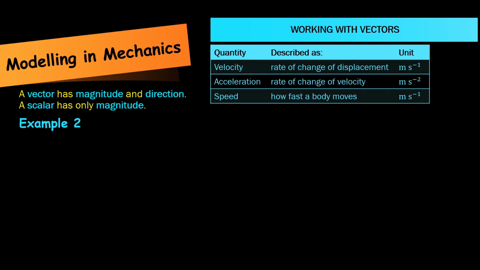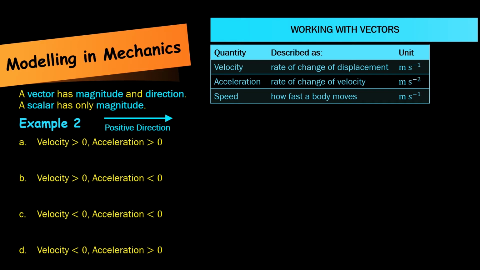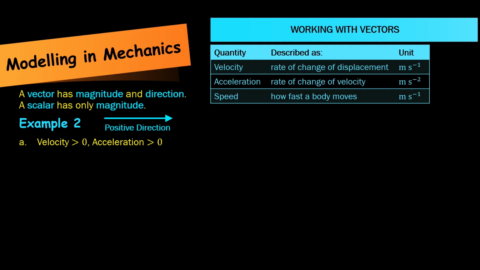Let's now take a look at an example. We're going to consider moving towards the right-hand side, the positive direction. We're now going to look at how velocity, acceleration, and speed interact with one another. So let's consider part A first. We have that velocity is greater than 0 and acceleration is greater than 0. So they're both positive. Therefore, speed is also positive. So to sum up, the particle is moving to the right and its speed is increasing.